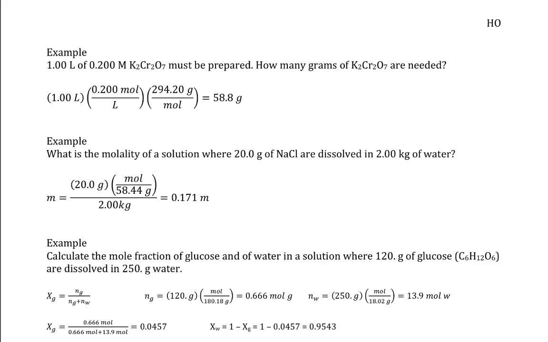What is the molality of a solution where 20.0 grams of sodium chloride are dissolved in 2.00 kilograms of water? So we determine the molar mass of sodium chloride. It is 58.44 grams per mole. We divide that into the mass, 20.0 grams. We see grams cancel out. We have moles. And then we divide that by the kilograms of the water. And we get 0.171 molal. We can write that as a little m. We can write the word molal out, or we can write moles per kilogram.